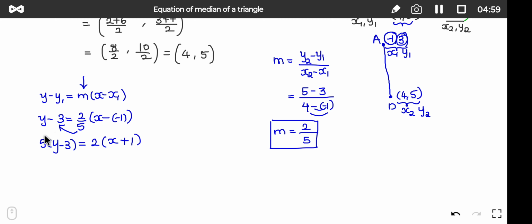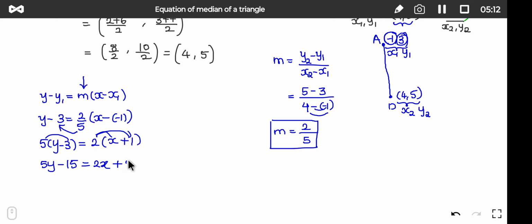Next step, multiply this 5 inside. So we'll get 5 into y, 5y, minus 5 into 3, 15, is equal to 2 into x, which is 2x, plus 2 multiplied by 1, which is 2. So if you take both the terms to the left hand side, you will get 5y minus 15 minus 2x minus 2 is equal to 0.